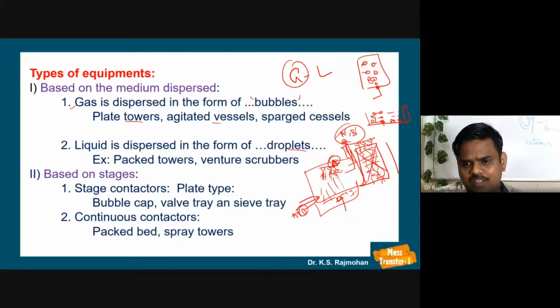As I said, if it is humidification, air will be sent. So the air leaving this chamber will be rich in water vapor if you are spraying water, right? So that is an example of the venturi scrubber. Okay, and based on the stages, as I explained earlier, it can be a continuous contactor or a stage-wise contactor. Examples of continuous contactors are spray towers or packed beds, and for stage-wise contactors, bubble cap, valve tray and sieve tray. So these are the examples of stage contactors and continuous contactors.